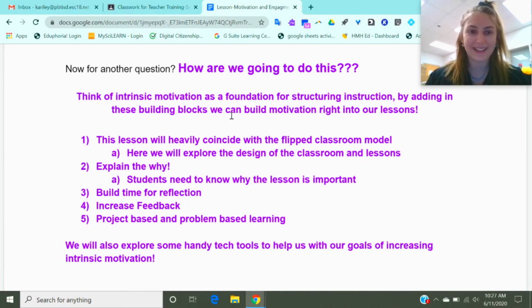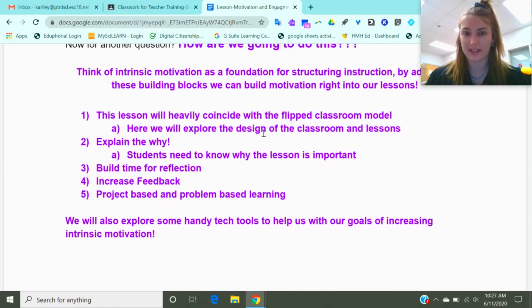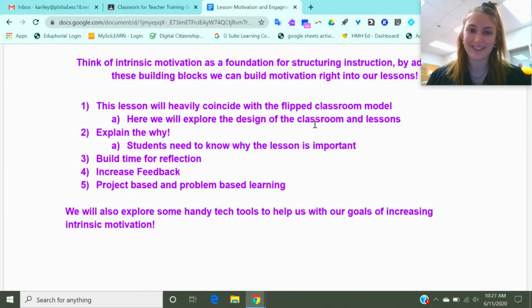Yeah, so we're going to add some of these building blocks right into our lesson. That will hopefully make things a little bit easier, because I think the more we try to impose control over kids, whether that's through remote learning or in the classroom, they're just not going to want to engage with it as much as if we start changing up some of the structure of our lessons. So this will definitely go with the flipped classroom model, which is our next unit. Awesome, yay. So here we will explore the design of the class in the lessons.